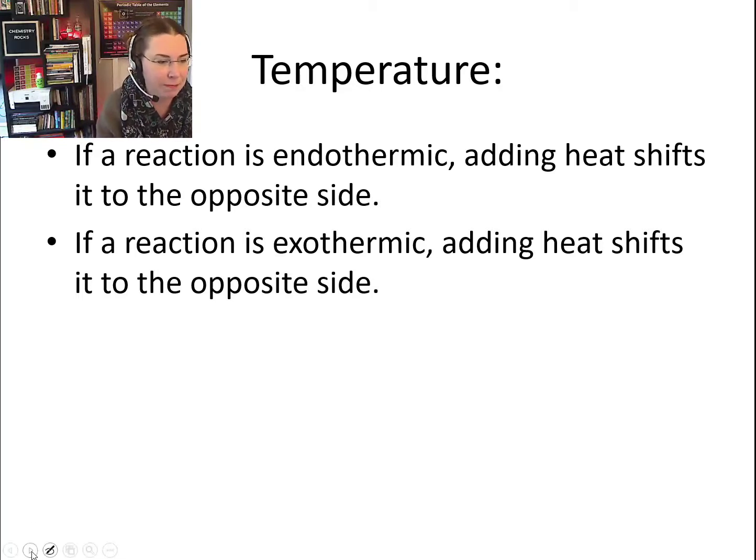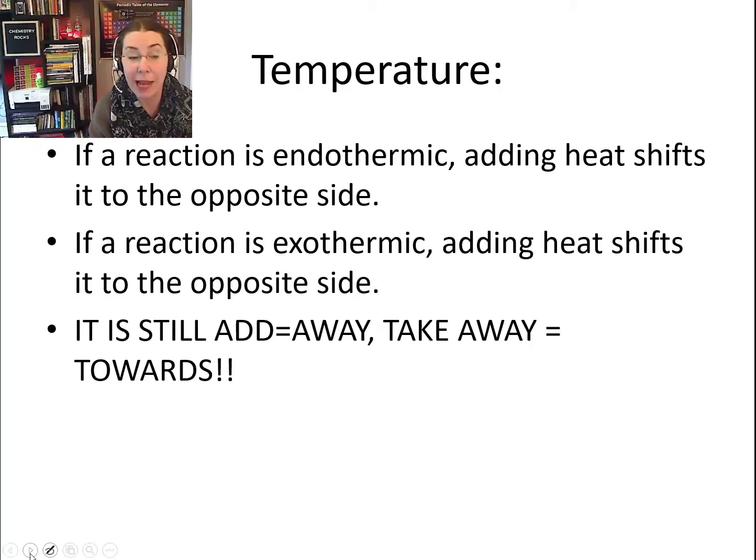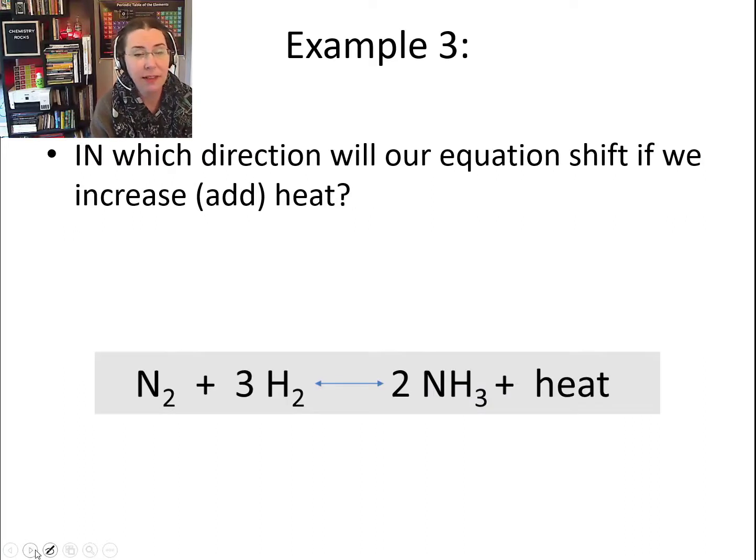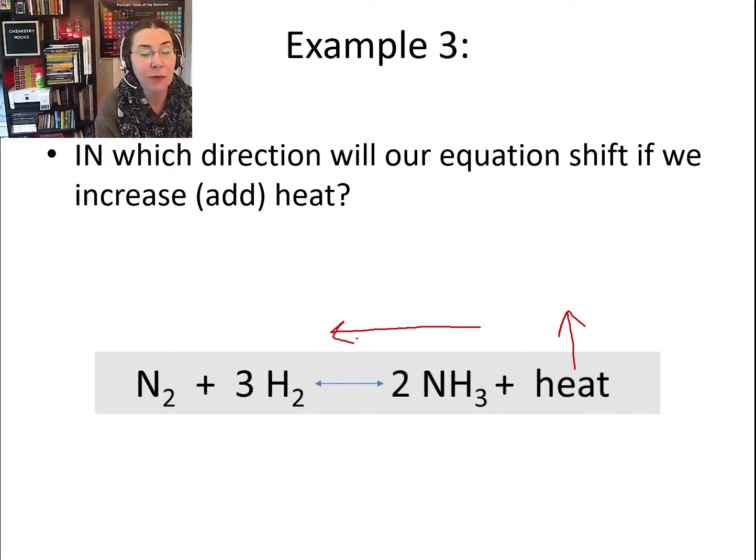And let's look at that in action. We're still add, away, take away, towards. So if I increase the heat in this equation, which direction will my reaction shift? Give it a try. No harm, no foul. So if I increase the heat, I'm adding heat. That means my system is going to shift away from the heat, which means it's going to shift to the left. And we're going to make more of everything on the left because we added heat. So the answer to this question would be we would shift left.